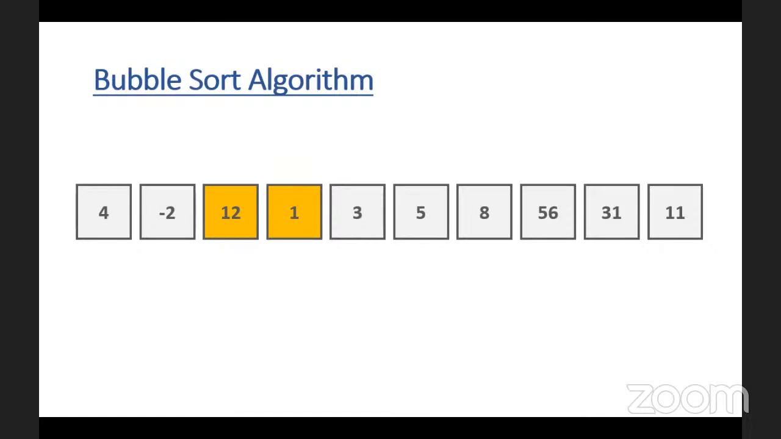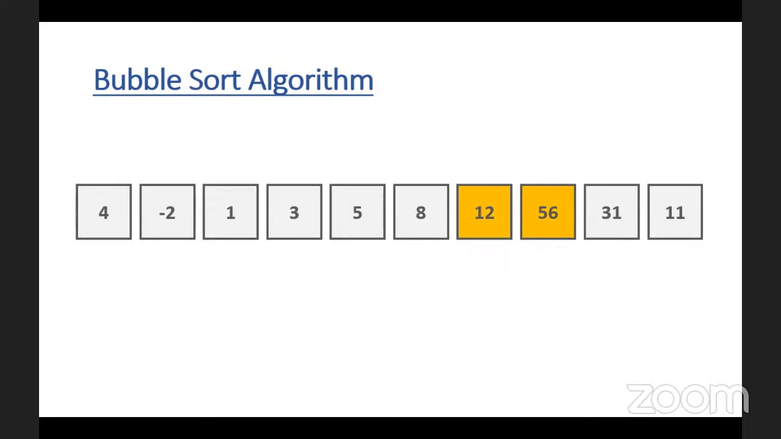Okay, now 12 and 1. Can I swap or not? You tell me. Since 12 is greater than 1, can I swap or not? Yes, if 12 is greater than 1, I can swap. Now next, 12 is greater than 3, can I swap or not? Yes, 3 and 12. Again, comparing these two, I'll swap. Any two consecutive values I'm checking here. Every consecutive pair of numbers I'm comparing. Fine. So I swapped 8 and 12.